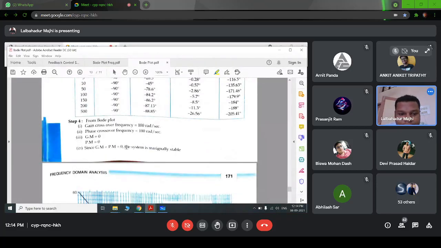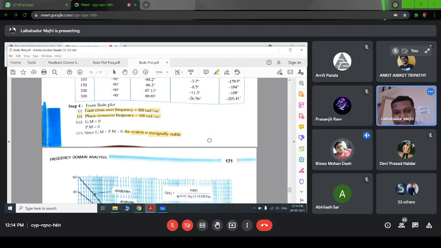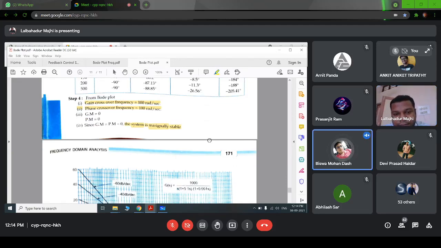Gain margin and phase margin are 0, so the system is marginally stable. Omega pc and omega gc are 100 radian per second. So at that time the system will be marginally stable. Marginally stable means the gain margin and phase margin will be 0.